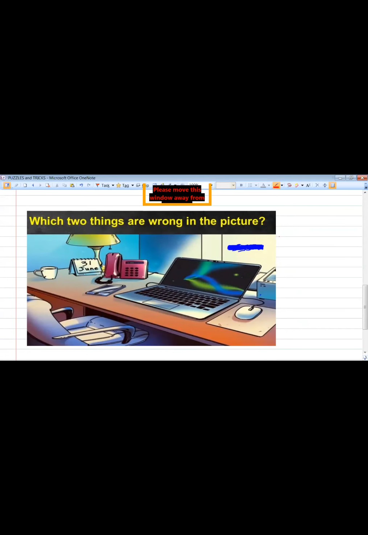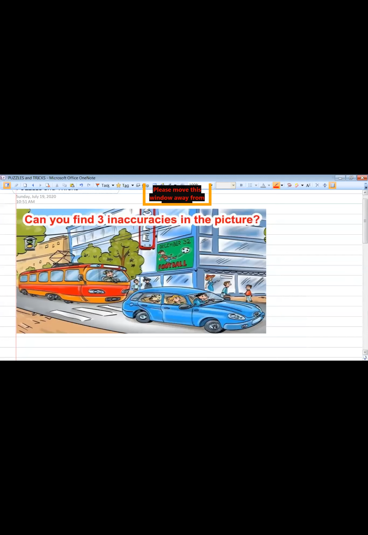See here, question number 1. Can you find 3 inaccuracies in the picture? This is your puzzle. So 3 things are missing. It is wrong. Wow, correct. Street light. No street light, right? Inaccuracies means something is wrong. 3 things are wrong. Wow, very good.